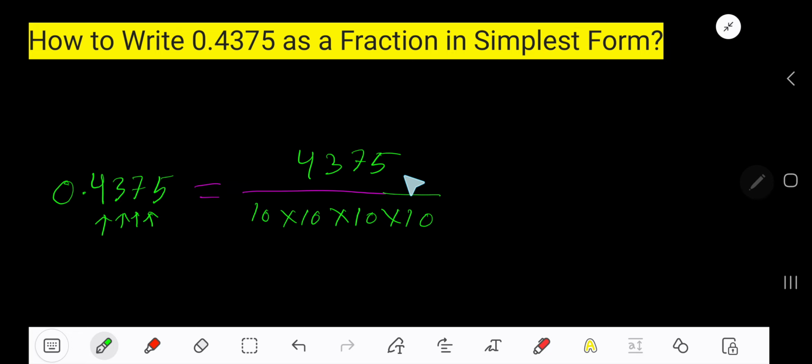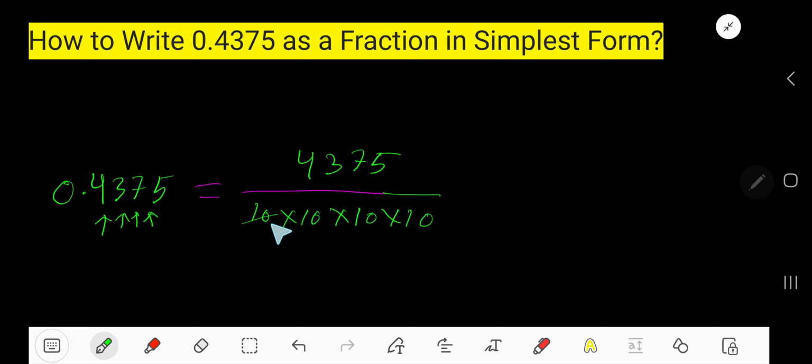To simplify this fraction, we need to divide the numerator and denominator by the greatest common factor if we want to simplify it in one step. But if we want to simplify this fraction in multiple steps, then we need to divide the numerator and denominator by a common factor. This is divisible by 5 because it has the digit 5 at the end. This is divisible by 5 because it has the digit 0 at the end.